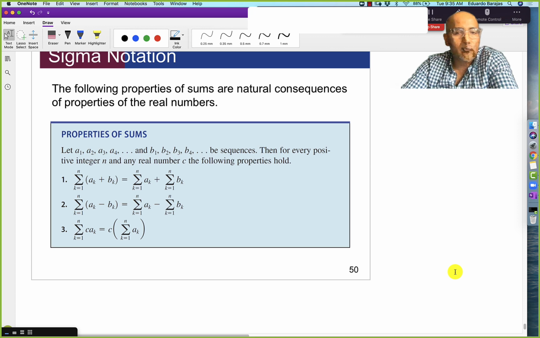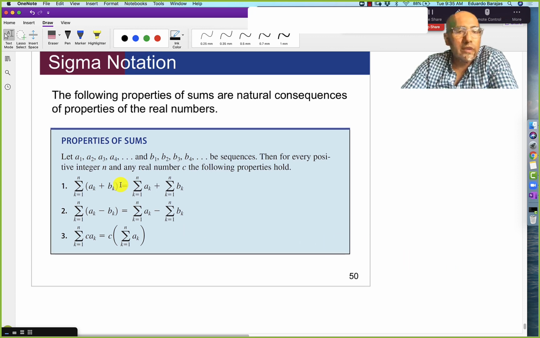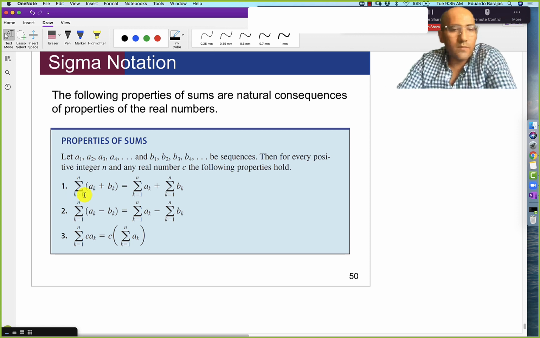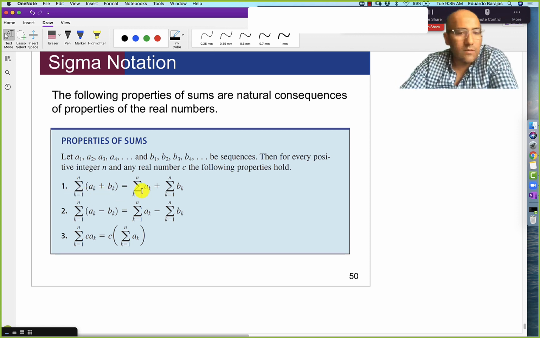Okay, some properties of sigma notation, right? If we are doing the sum of a sub k plus b sub k, like this, there are two different sequences indexed by k, and notice that the index of the summation is k, then we can find them separately and then add them together, right? That's what this is saying. Same thing if we're subtracting them: we can do them separately and then find their difference. And this last one is saying if there's a constant that we're multiplying by all our k values, then we can factor out that constant.